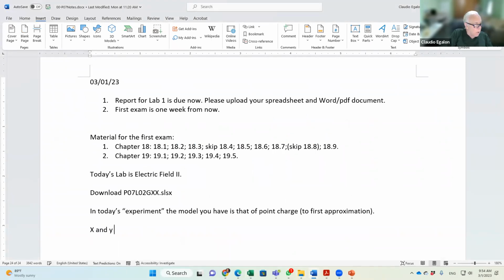X and Y are measured with a ruler that has a resolution of 0.001 meters or 1 millimeter. So make sure you display it with the proper significant digits. Okay.